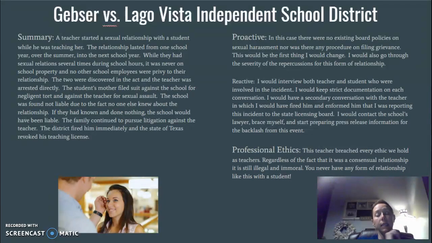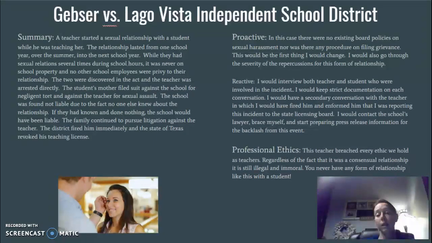Proactive: in this case, there were no existing board policies on sexual harassment nor any procedures on filing a grievance. This would have been the first thing I would change if I was in that district. I would also go through the severity of the repercussions of this form of relationship with all of my employees. Reactive: I would interview both the teacher and the student who were involved in this incident.